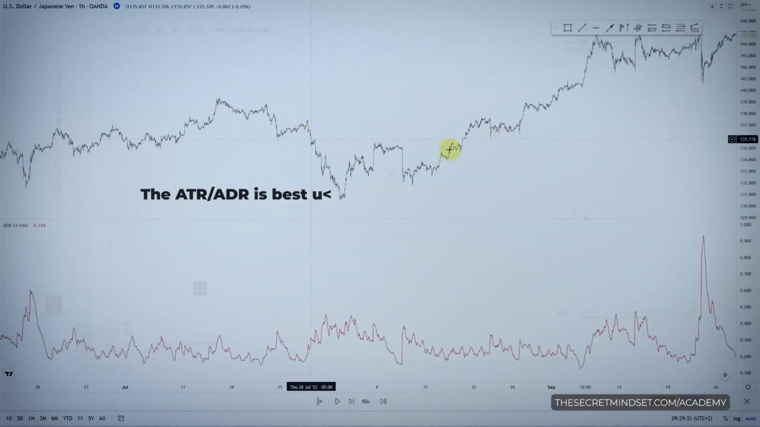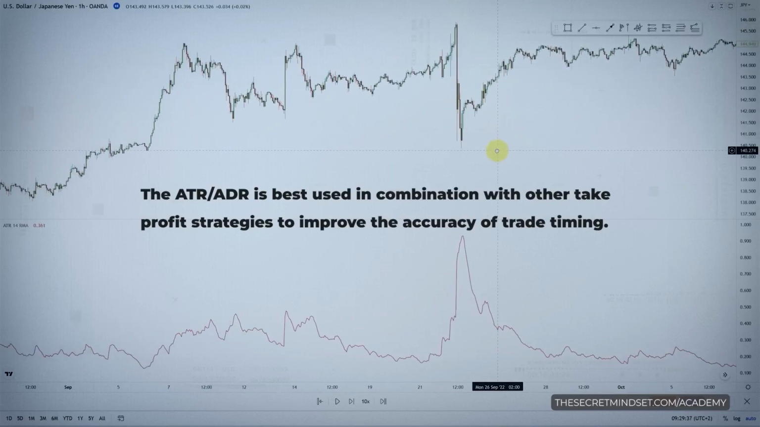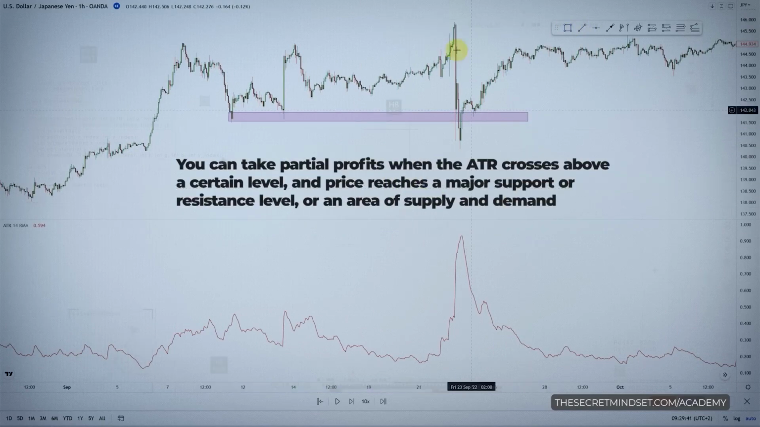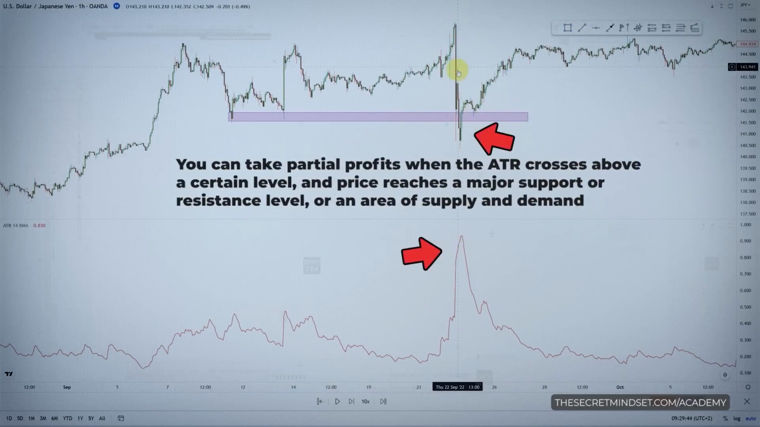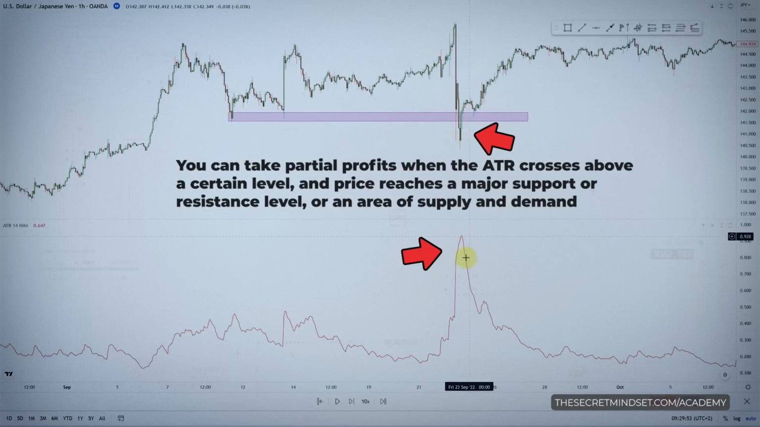The average true range can be used in combination with other take-profit strategies to improve the accuracy of trade timing. For example, you may choose to take partial profits when the ATR crosses above a certain level and price reaches a major support or resistance level or an area of supply or demand.